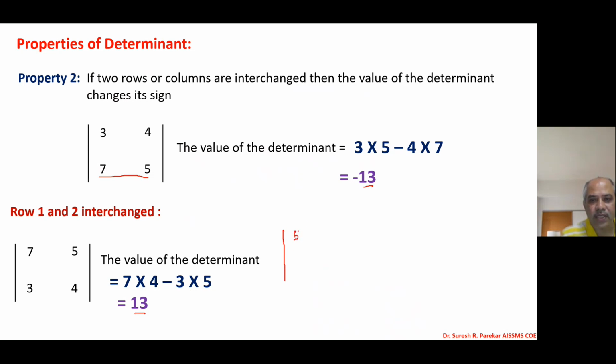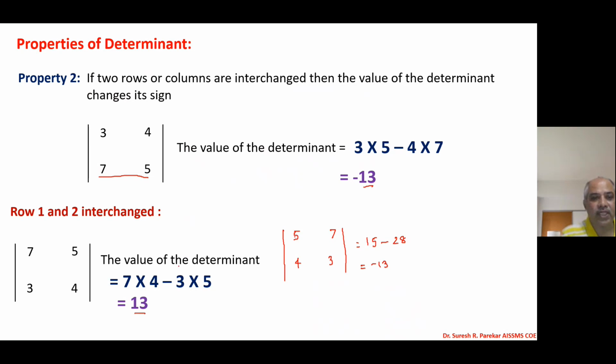Now if we change the columns, we write the second column first and the first column second. Then we calculate the value. So we have 5 into 3, 15, minus 7 into 4, 28. Then we have minus 13.